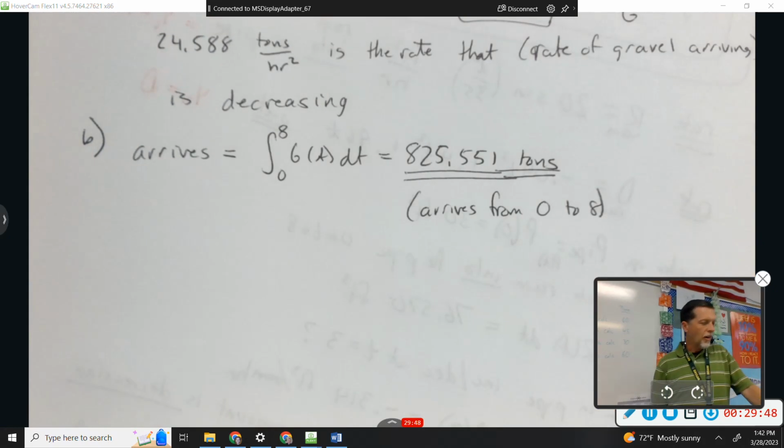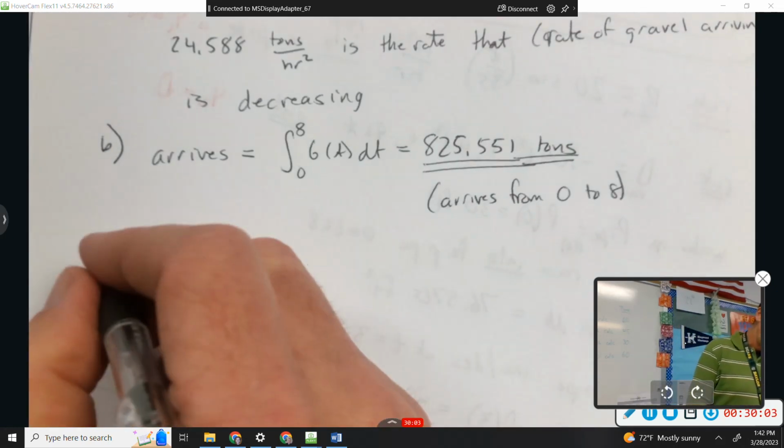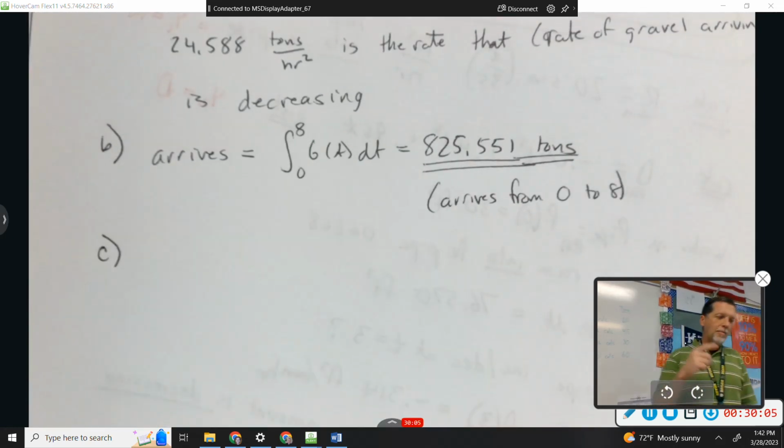Now you're right. They already had 500 sitting there, and 100 was leaving every hour. But that's not what it asked. It just said how much arrived. So 825 tons arrived. So yeah, we would need to maybe add 500 and subtract 800 if we want to keep up with everything.